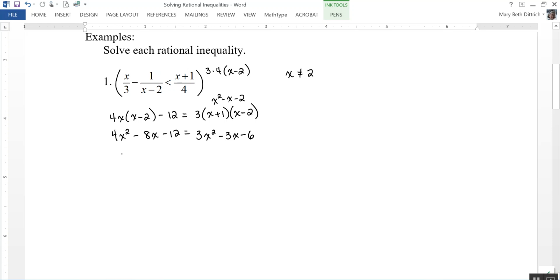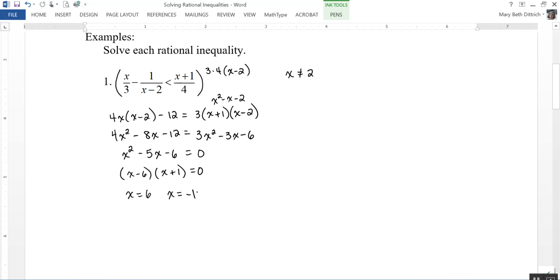So subtracting 3x squared on each side is going to give me x squared. Adding 3x to both sides is going to give me a negative 5x. And adding 6 to both sides gives me a negative 6. And then I notice that that is factorable. X squared minus 5x minus 6 factors into x minus 6 times x plus 1. So that gives me values of x that are 6 and negative 1.